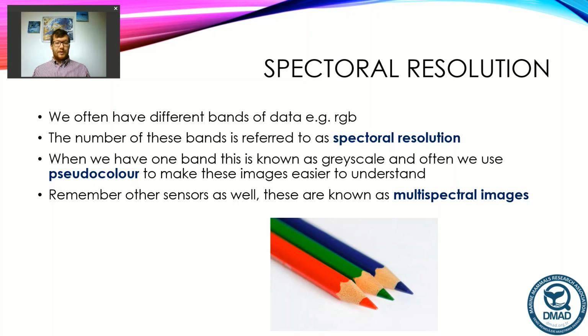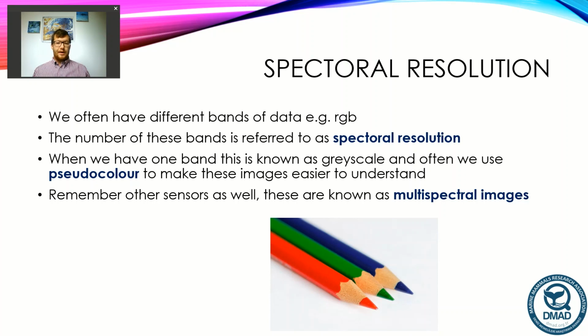So when we're just working with one band, then this is known as grayscale. This is where our image goes from black to white, and you often see this with elevation data, for example. Our darkest areas will be the lowest lying areas, going up to the highest areas, which will be white.